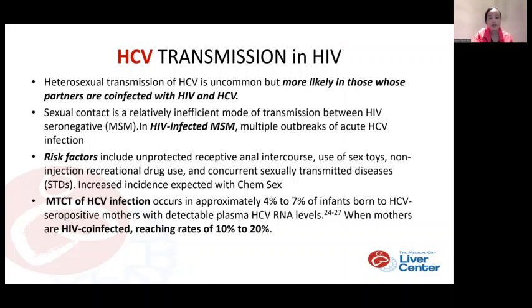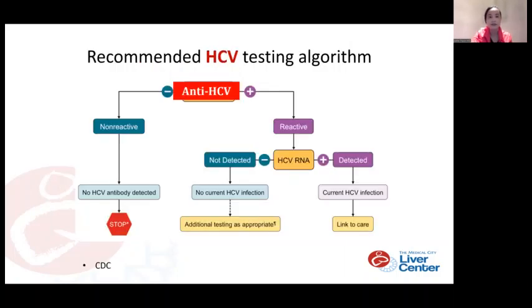MTCT, or maternal to child transmission, of HCV occurs in 4% to 7% of HCV seropositive mothers. But when mothers are HIV co-infected, these rates of maternal to child transmission increase to 10 to 20%.